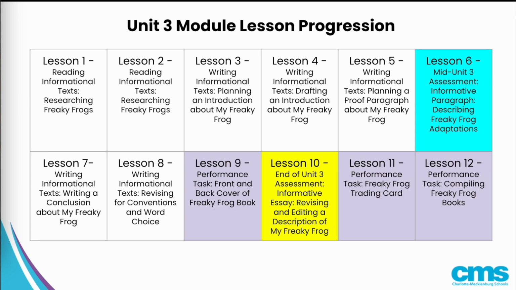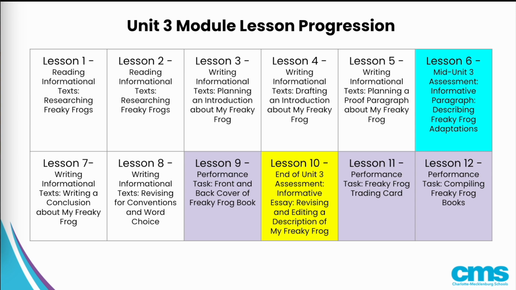In Lessons 1 and 2, students read informational text, practice research skills from Unit 2, and take organized notes about their frog. In Lesson 3, they plan their introduction, focusing on a clear main idea and strong details. In Lesson 4, students draft their introduction. In Lesson 5, they plan a body proof paragraph, then take a mid-unit assessment in Lesson 6, which includes answering questions and writing a proof paragraph.